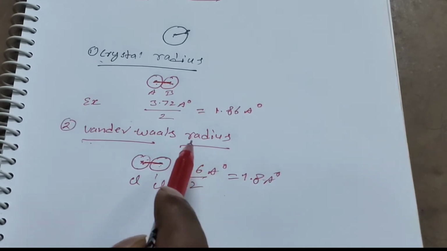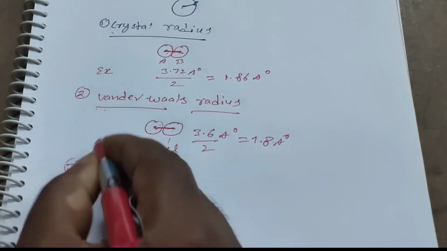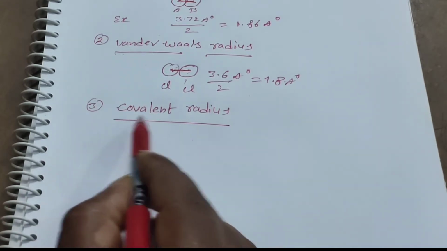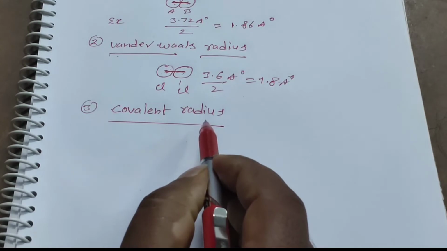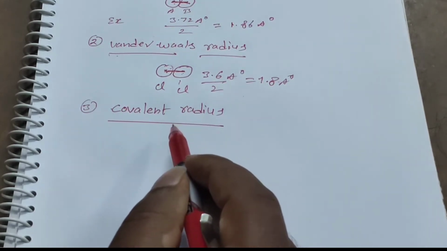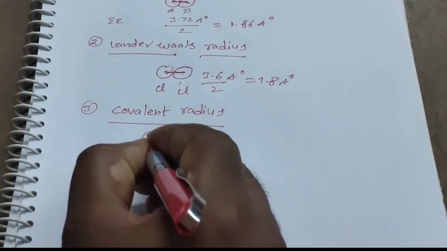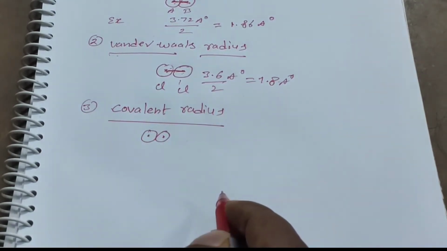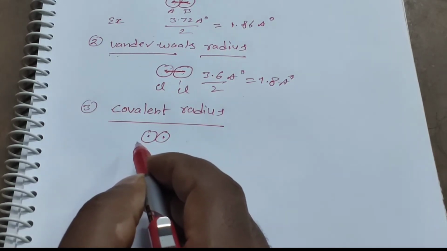Okay students, next one is the covalent radius. The third one is the covalent radius. Actually, we measure the covalent radius generally in non-metals. Here the internuclear distance between two atoms which are very close to each other in a covalent bond is simply called the covalent radius.